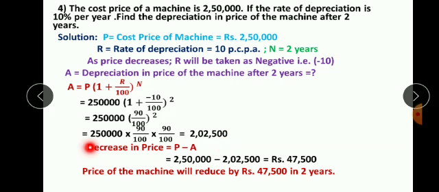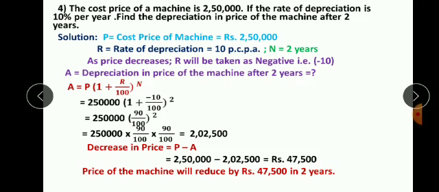Okay. Then the decrease in price. How much decrease in price is there? P minus A is the formula for the decrease in the price. P means the original price of the machine, that is 2,50,000, and A is what we have just calculated, 2,02,500. After doing the subtraction, we get 47,500 rupees. This is the decrease in price. So the price of the machine will be reduced by rupees 47,500 in 2 years. Okay.